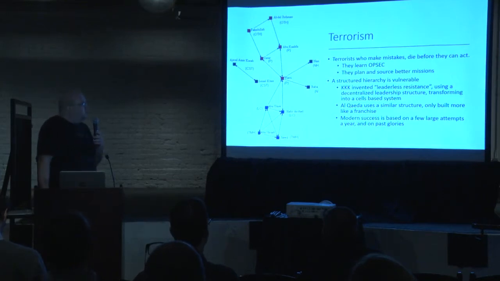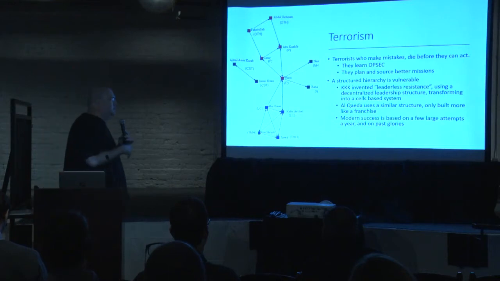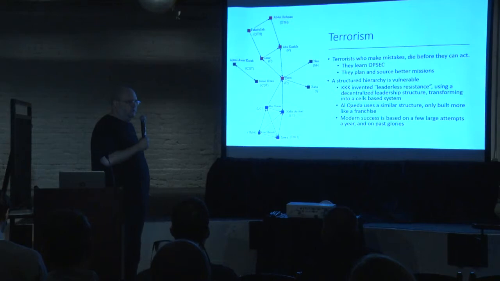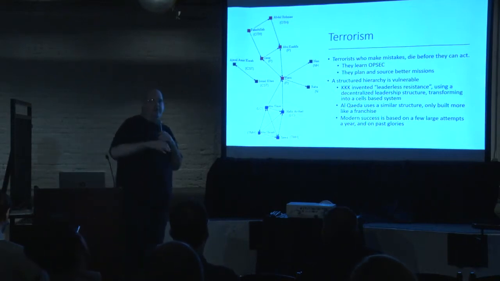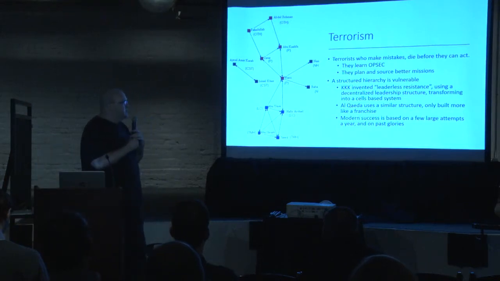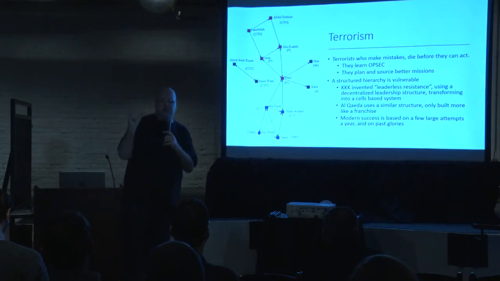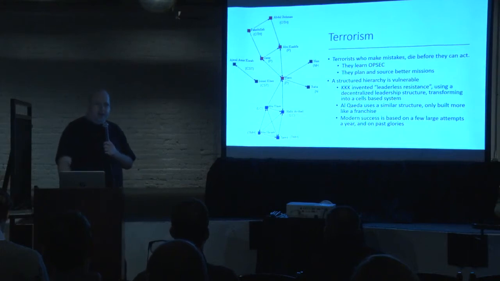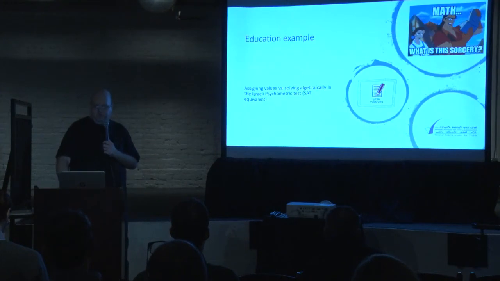So the KKK, for example, invented leaderless resistance using decentralized leadership, cell-based systems. We have seen Al-Qaeda, although this is not completely accurate, but for the sake of the presentation, using a similar structure. They built it more like a franchise rather than central control. And lastly, modern success is really built on a few large attempts a year, as opposed to doing a lot. And they essentially live and glorify past glories, in a way. Terrorism is not a problem solved, but that's kind of, in a way, inaccurate, but to the point of how they evolved.